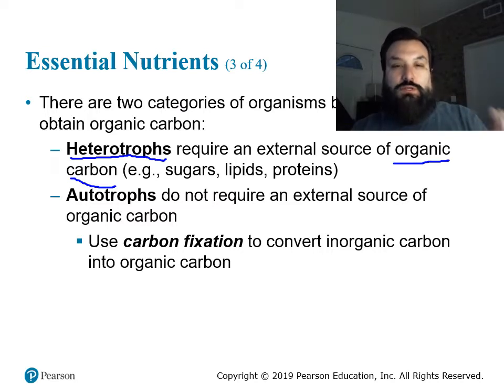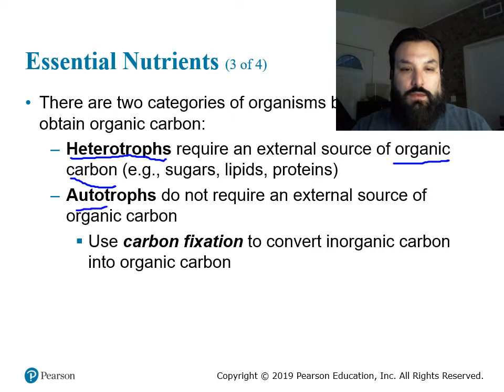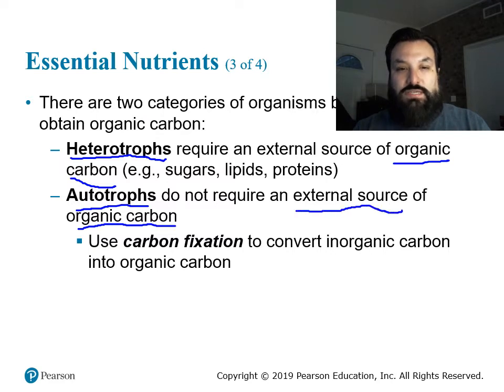They have carbon and hydrogen, and those are your macronutrients or macromolecules, right? An autotroph does not need organic carbon, or at least doesn't need an external source of it. It doesn't need to get carbon from an outside source. That's an autotroph. What it actually does is use a process called carbon fixation, a process that converts inorganic carbon into organic carbon.